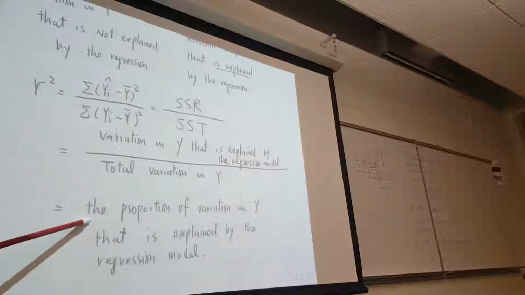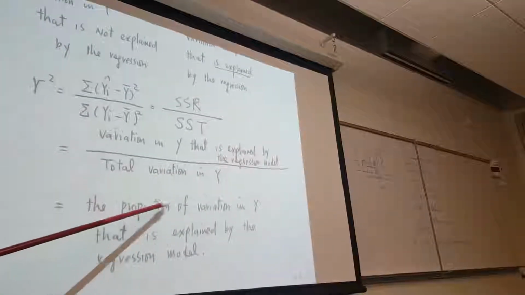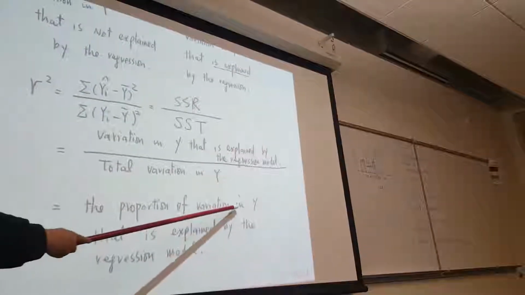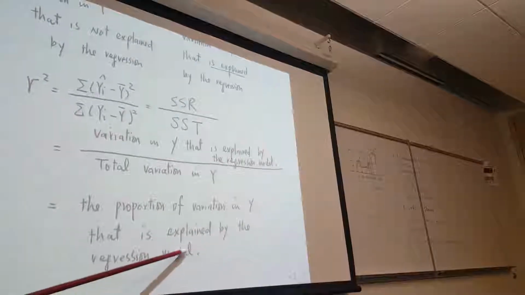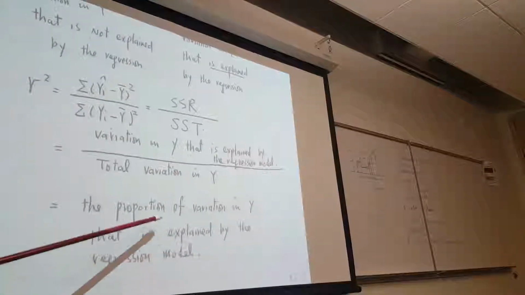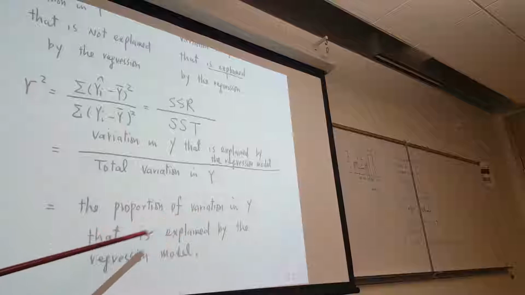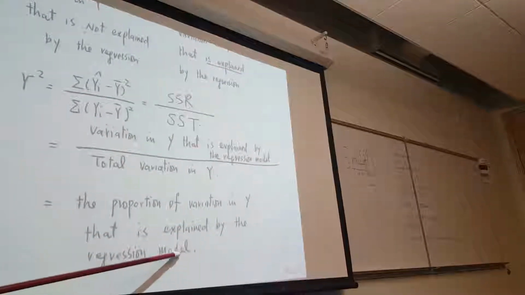So we say this is a fraction or the proportion of variation in y that is explained by a regression model. Is that clear? So what's R squared? It's a fraction of variation in y that is explained by a regression model. Okay?